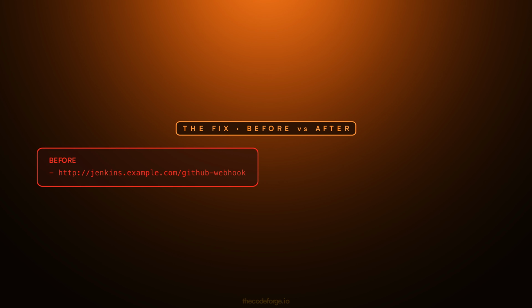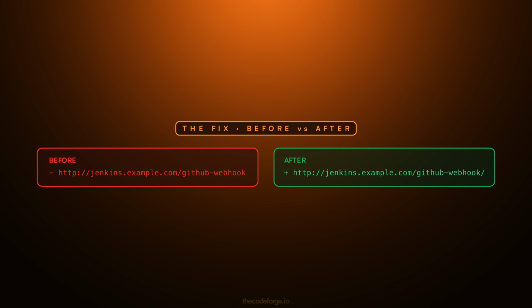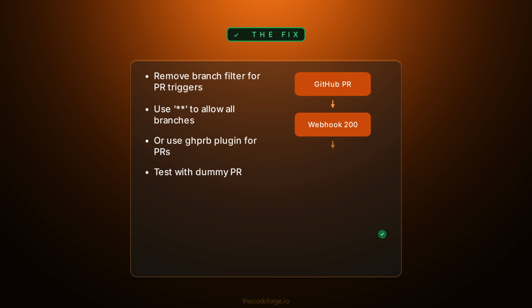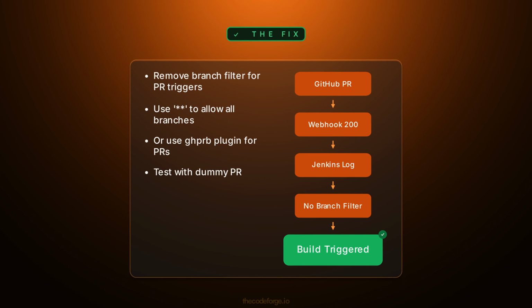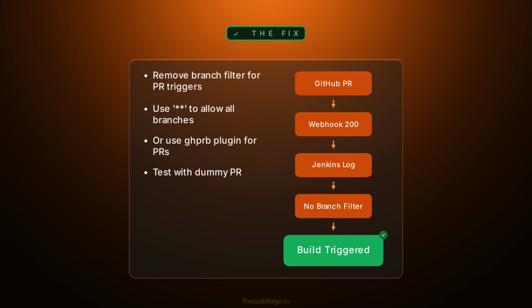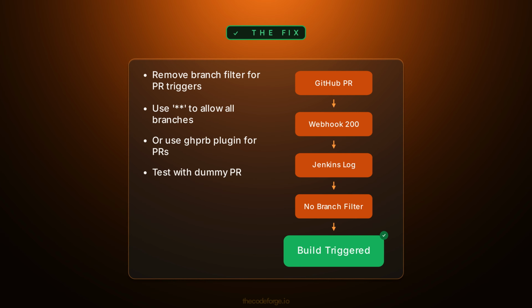The webhook URL was missing the trailing slash, causing Jenkins to not respond to the webhook. The fix adds the required trailing slash to the URL. The fix was to remove the branch filter for PR triggers or set it to asterisk, to allow all branches. Alternatively, use the GitHub Pull Request Builder plugin for dedicated PR handling. Always test both push and PR events separately to ensure they trigger builds.